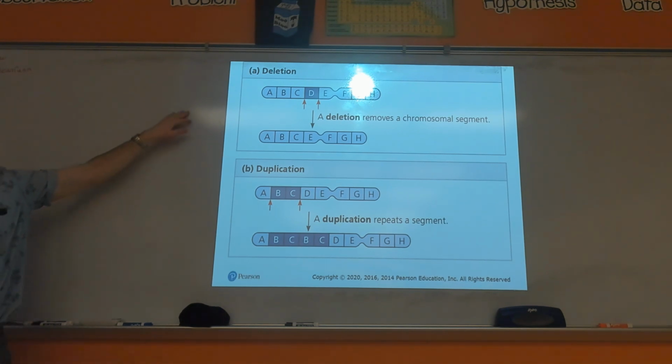So deletion, these letters would represent genes. So here you'd have letters A through H genes. A deletion would be you just removed a gene. Here they removed gene D. Okay. Duplication would be you duplicated an entire segment. So it could be one gene, it could be multiple genes on a chromosome. So here there's a duplication of genes B and C. So now you have BC, BC. Okay.